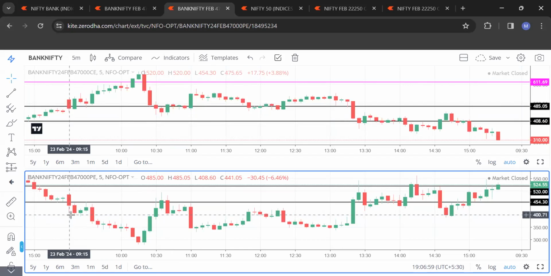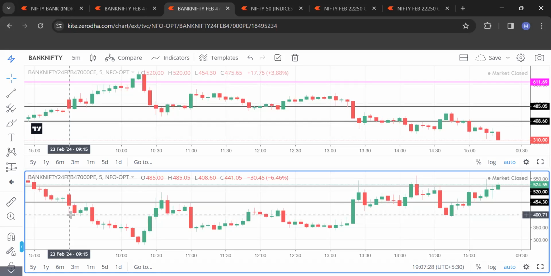Now the last figure on call side, which is close, 475.65, is also between the put's high and low, 485.05 and 408.60. So we get two figures on the call side which are common. The first one is 454.30 and the second one is 475. We need one, but we are getting two.